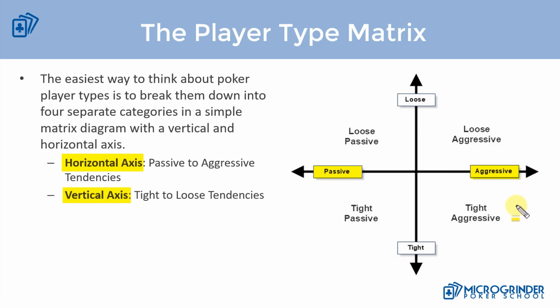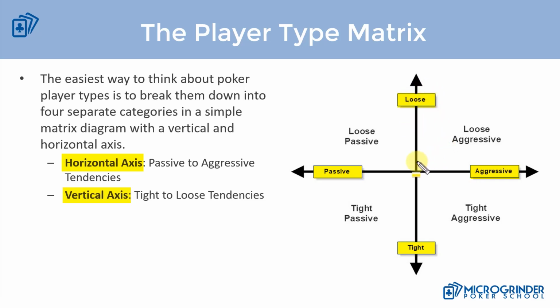And in regards to the ranges that they play, they can play a very tight range of cards, or maybe a moderately tight range, or just a somewhat tight range of cards, to a loose range of cards. And same thing for loose, right? They can be really loose, moderately loose, or slightly loose.